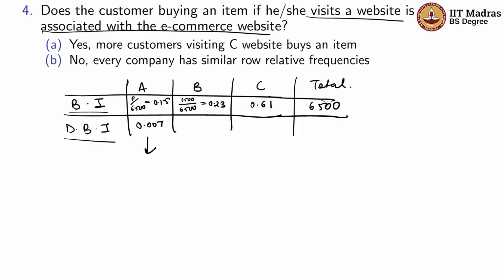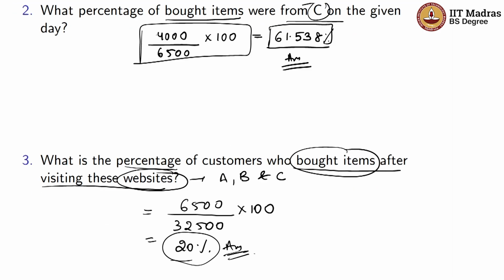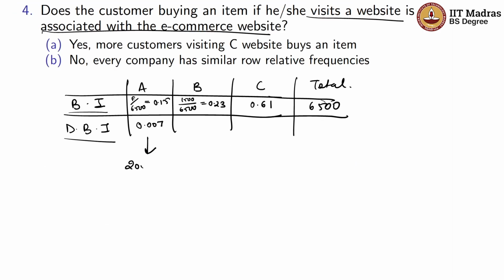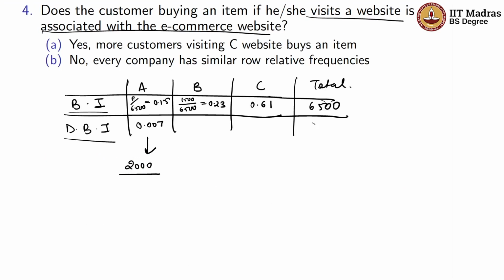How did we calculate this? The value of the did not buy an item for A website is 2000. So it will be 2000 divided by the total frequency here that we have been given, which is 26,000, which will be 0.08. Similarly for B website also it will be 0.15 and 0.09. So we have calculated all the row frequency here.